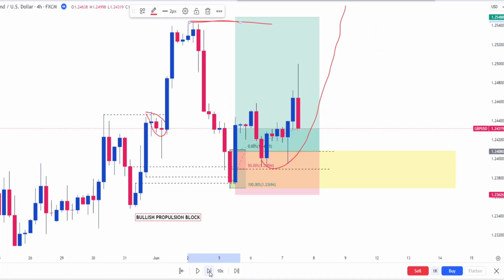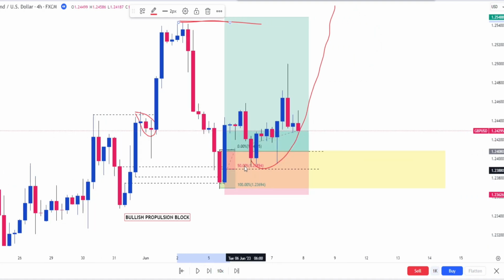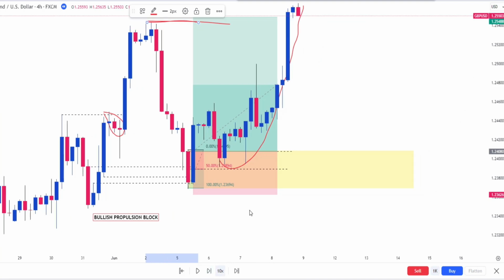So you're going to see this time and again repeating. You can actually see the bodies of the candle respecting the main threshold. This is the main threshold line. The bodies of the candle never really traded below it, so that is acting as a propulsion block.